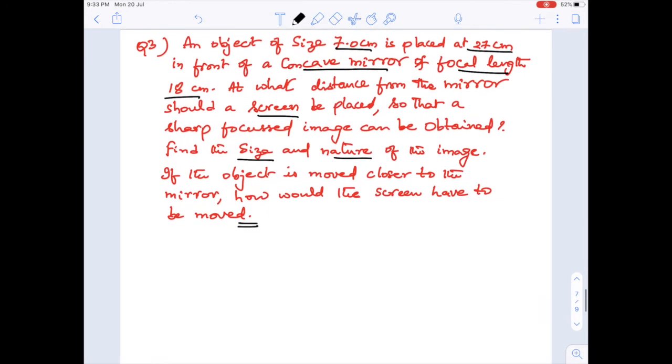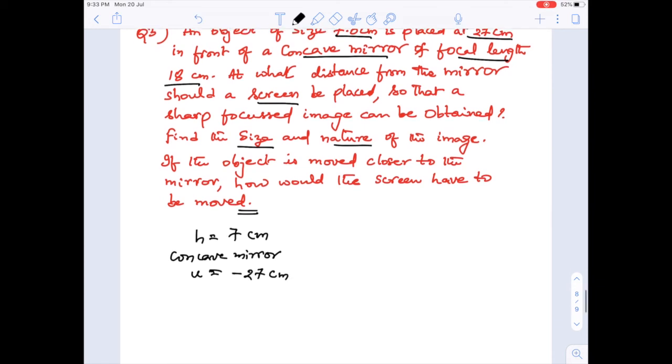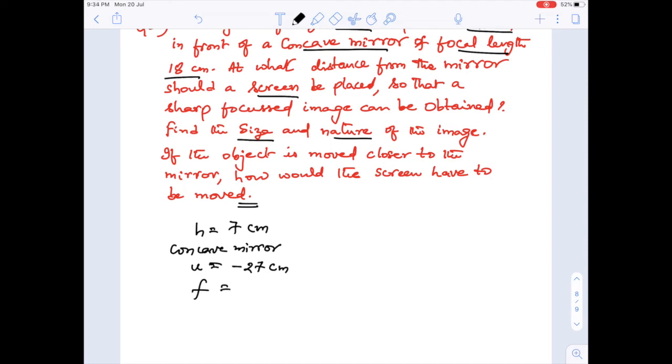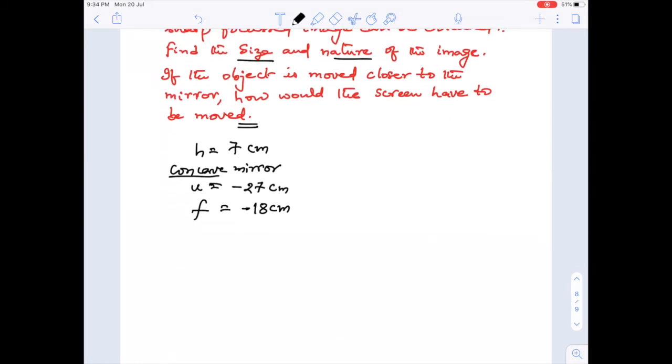So, first of all, let us once again identify what is given. An object of size, meaning h, is given to us. h is 7 centimeters. The mirror is a concave mirror, and the object is placed in front of the mirror at 27 centimeters. So, u is always negative, so minus 27 centimeters. Then focal length is given to be 18 centimeters, and for a concave mirror focal length is always negative. So, let me put a negative sign there: minus 18 centimeters.